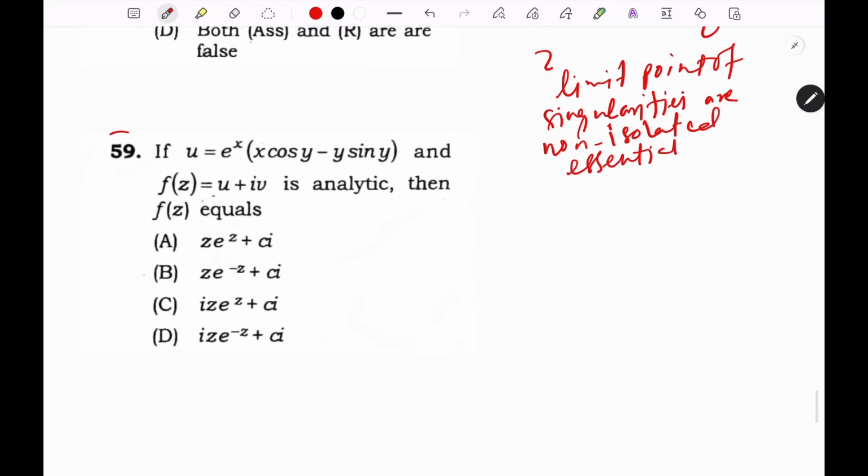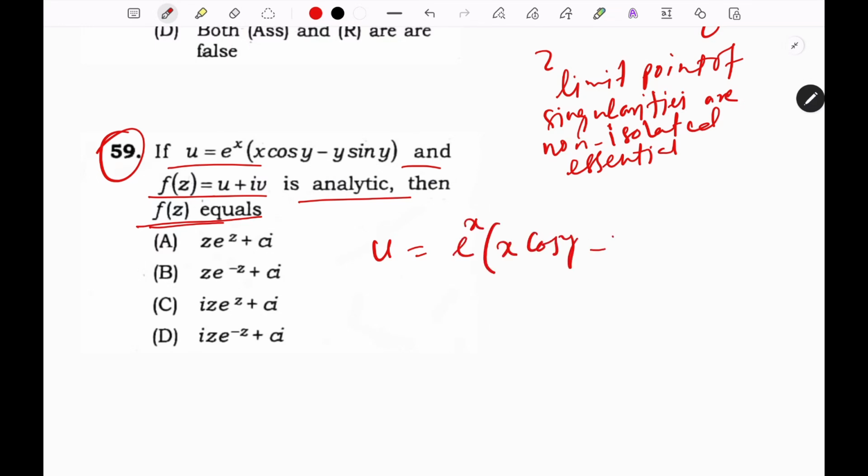Then our last question is, if u equals this and f of z equals u plus i v is analytic, then we have to find f of z. So we have been given u equals e to the power x (x cos y minus y sin y). So we can find u of x.